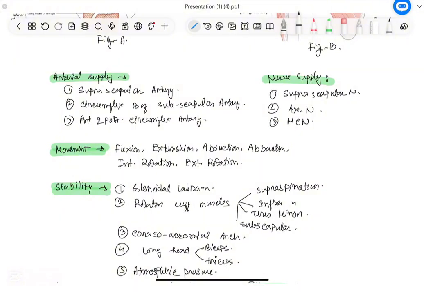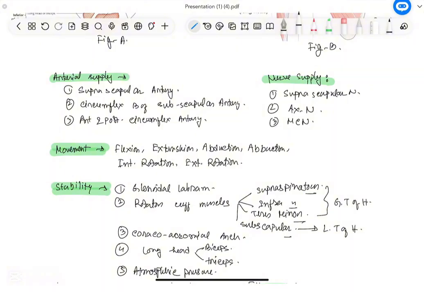Next, what are the factors maintaining the stability of the shoulder joint? It is a really very important topic. Number one, glenoidal labrum. As I said, the glenoid cavity is shallow. It can be deepened by the peripherally attached cartilage, that is the glenoidal labrum. Then a number of muscles surround the shoulder joint area. These are called rotator cuff muscles: supraspinatus, infraspinatus, teres minor and subscapularis. The first three muscles are attached to the greater tubercle of the humerus and subscapularis is attached to the lesser tubercle of the humerus.